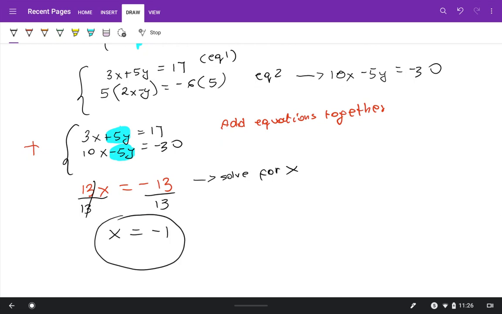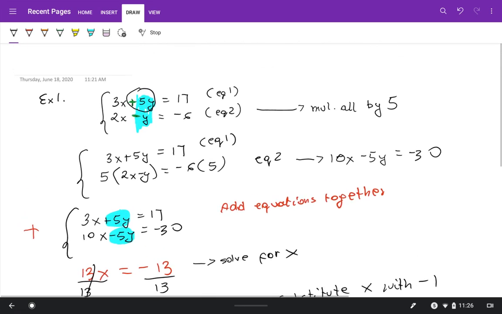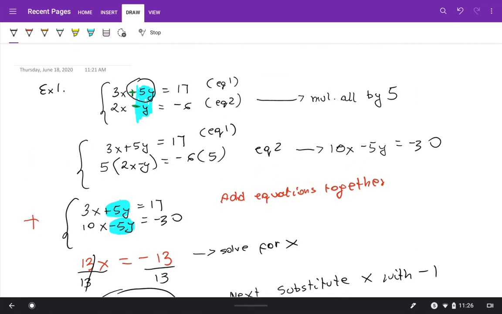So we already have the x coordinate of our solution, which is a point. When you find that x equal negative 1, what we're going to do next is substitute x with negative 1 and go back to one of the original equations. So we're going back here. And you can pick any equation you want. You can pick equation 1 or equation 2.